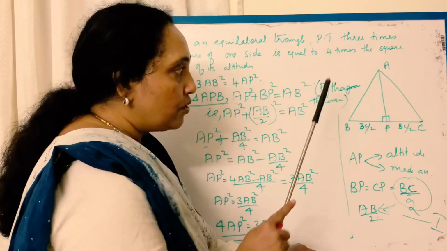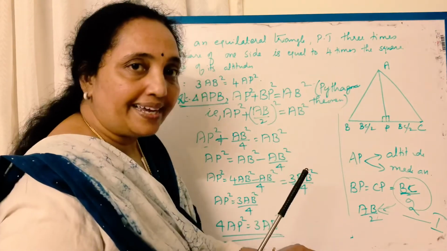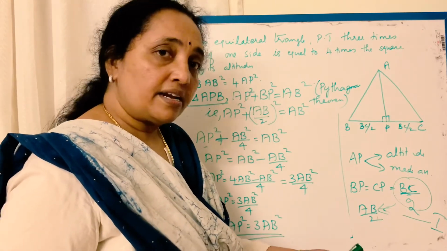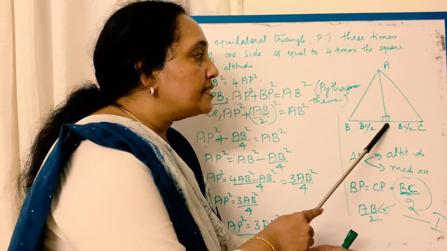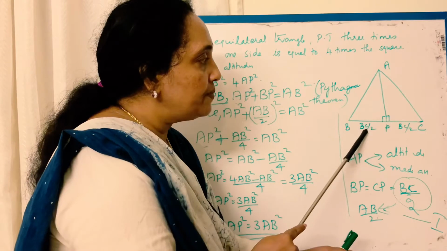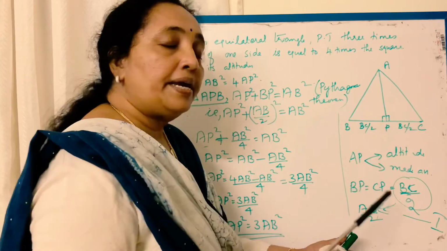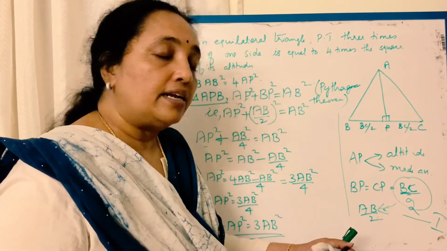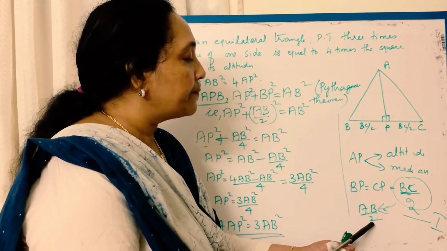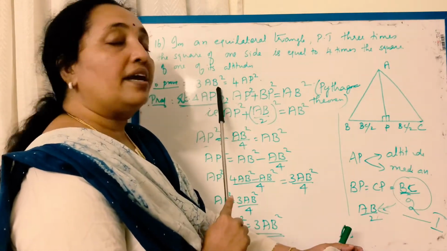Here AP is the altitude of the equilateral triangle. That means AP is also its median. That means for an equilateral triangle, the altitude and the median are the same. That means P is the midpoint of the side BC. Then you can write BP is equal to BC by 2, or PC is equal to BC by 2. Okay. BC and AB are equal because this is an equilateral triangle. So BP is equal to BC by 2 means BP is equal to AB by 2. In the end, AB by 2, because in the proof I want AB square.